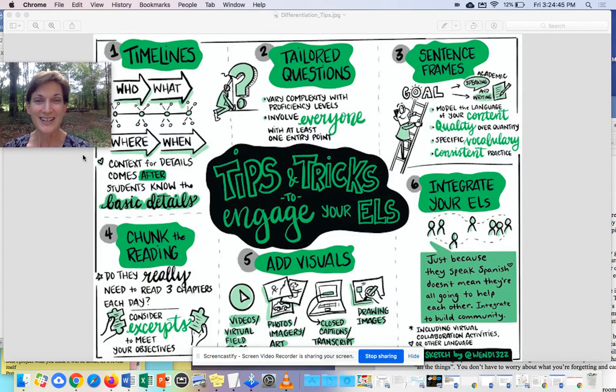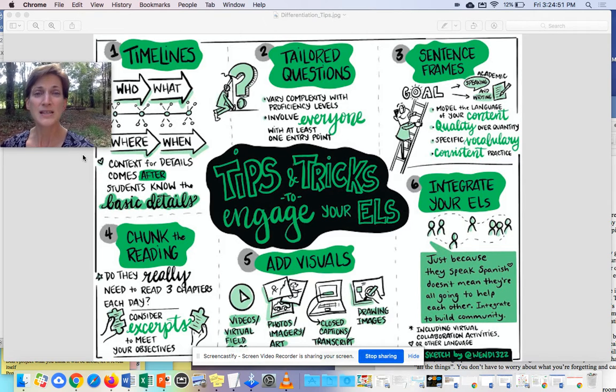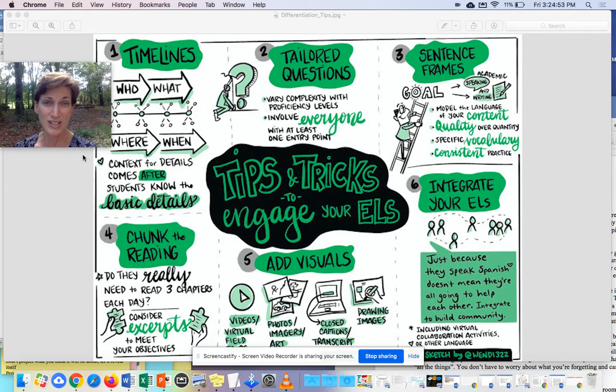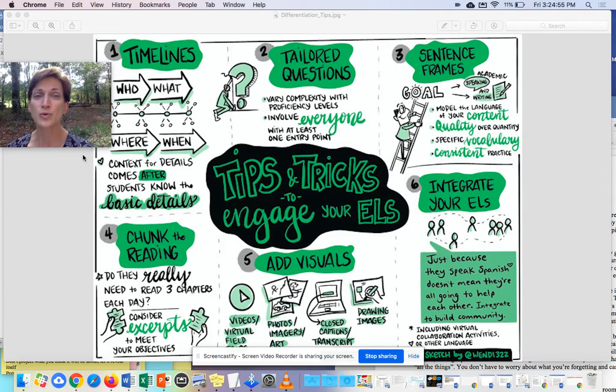The second idea is tailored questions. Vary the complexity levels, right? Involve everyone. Number 3, sentence frames or question starters or sentence starters. How can you support your learners to use academic language?